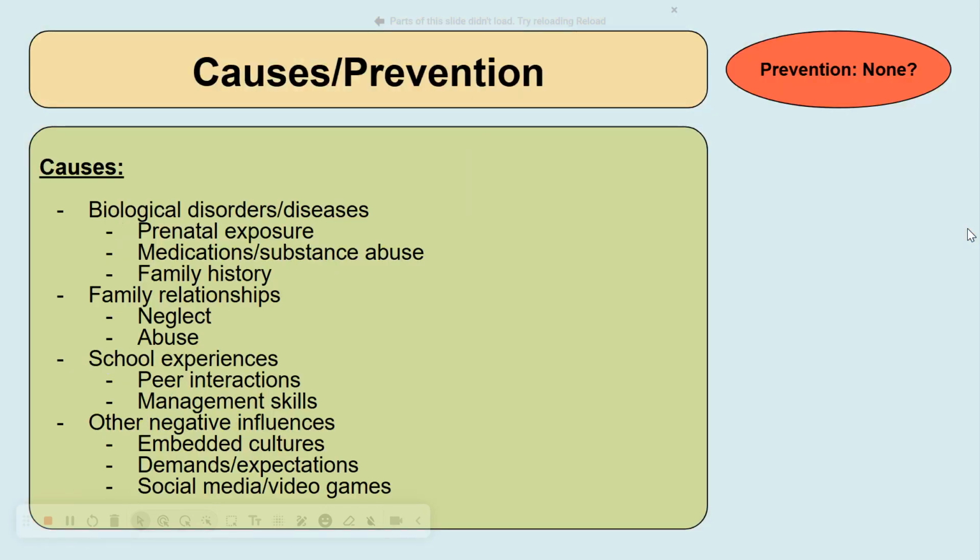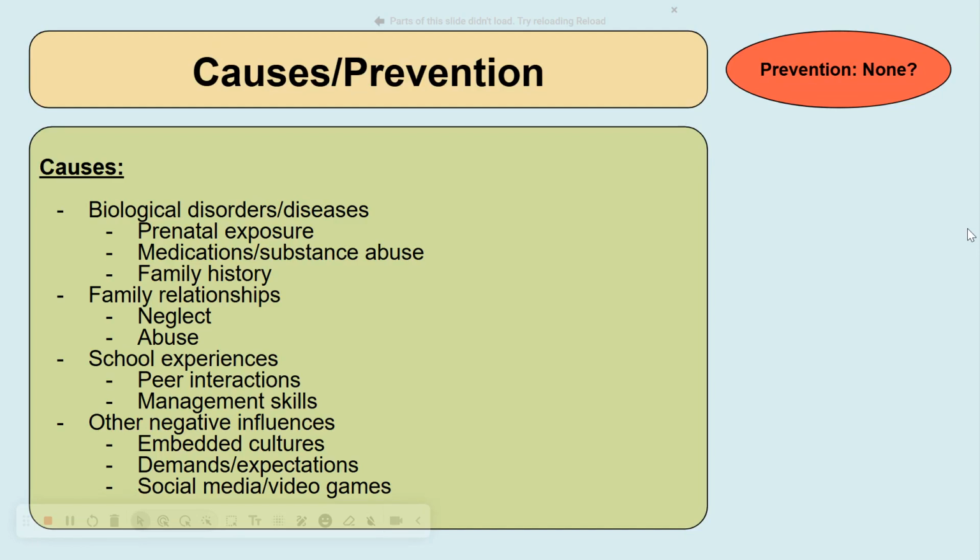Some causes for emotional behavior disorder are broken up into four different categories. One, you have biological disorders or diseases. So this is anything that runs in family genetics or family produced disorders, diseases, like prenatal exposure, if the child is on medication or if they have suffered from substance abuse, whether outside of the womb or in the womb, and then any family history of mental illness as well.